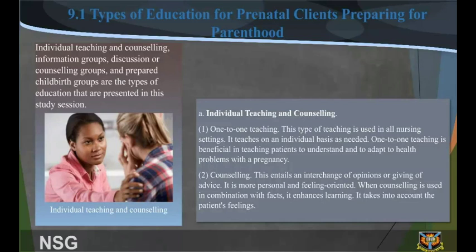Types of education for prenatal clients preparing for parenthood. Individual teaching and counseling, information groups, discussion or counseling groups, and prepared childbirth groups are the types of education that are presented in this study session. Individual teaching and counseling. 1. One-to-one teaching. This type of teaching is used in all nursing settings. It teaches on an individual basis as needed. One-to-one teaching is beneficial in teaching patients to understand and to adapt to health problems with pregnancy.